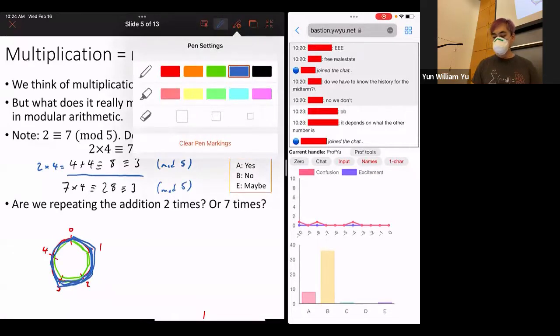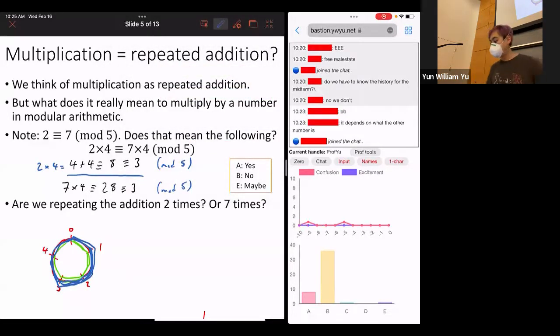Does anyone have an idea about how we're going to prove this? If you do, feel free to throw it in chat. Which of these is the right thing to do? Repeating it 2 times or repeating it 7 times?